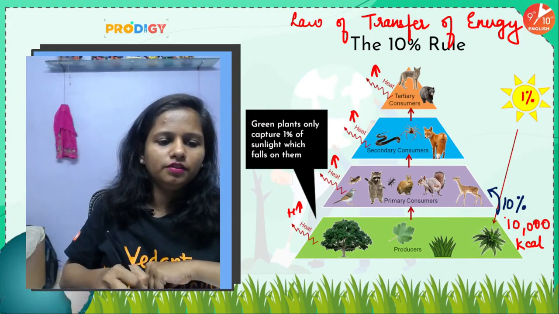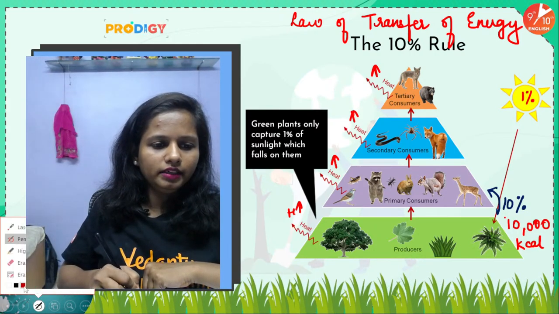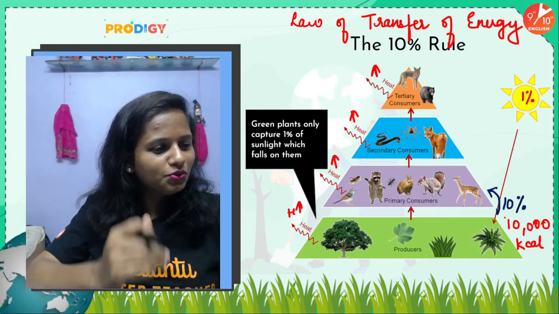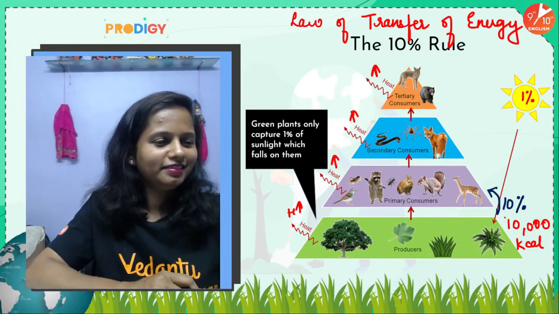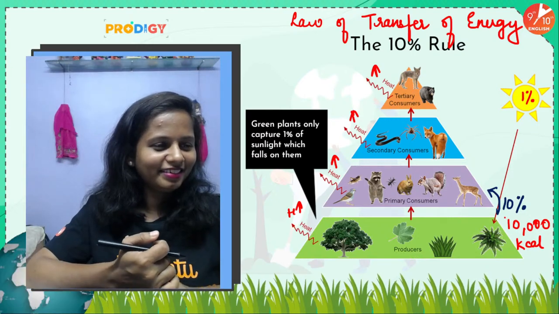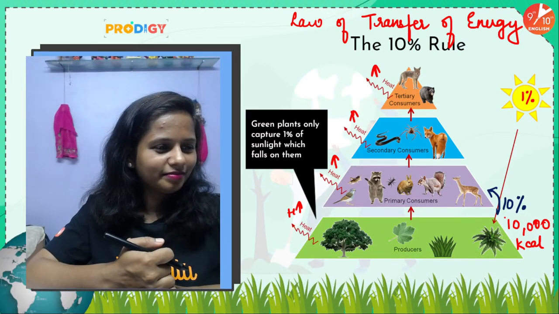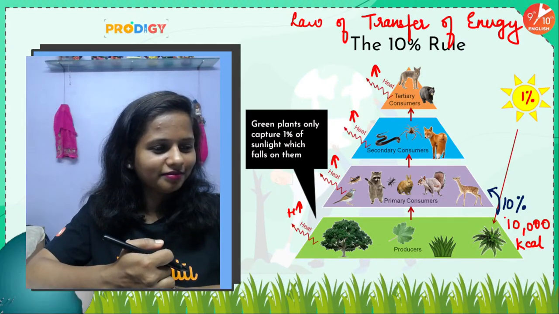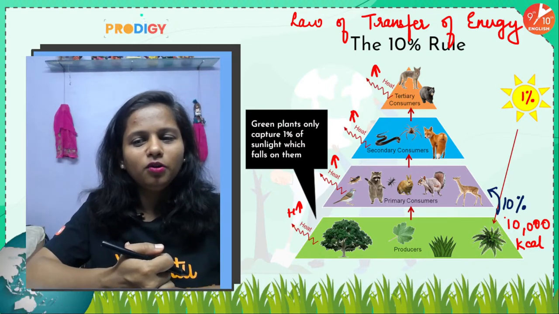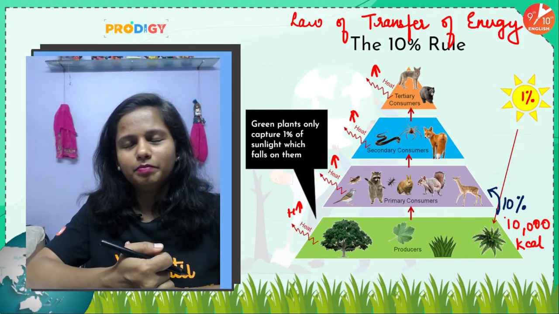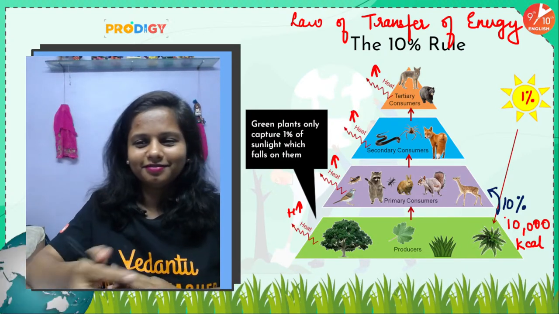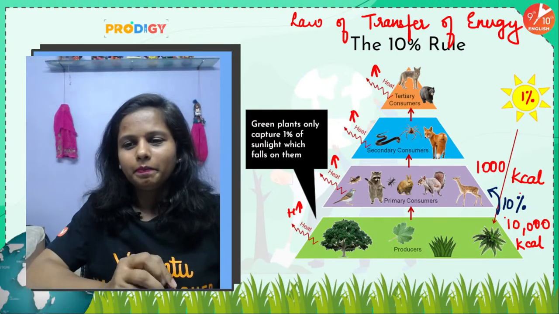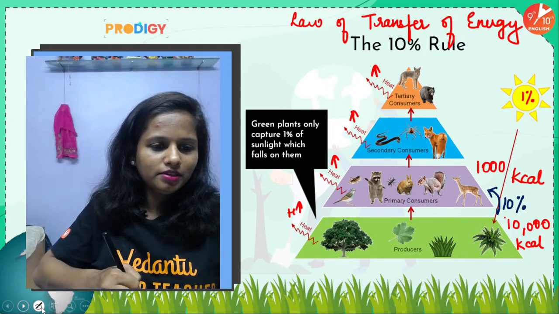How much energy, guys? Tell me quickly. Kuch use kiya, kuch lose kiya, kuch pass kiya. This kuch is energy. Okay. Quick. Tell me, how much amount of energy will be available with the primary consumers? It will be 1000 kilocalories.